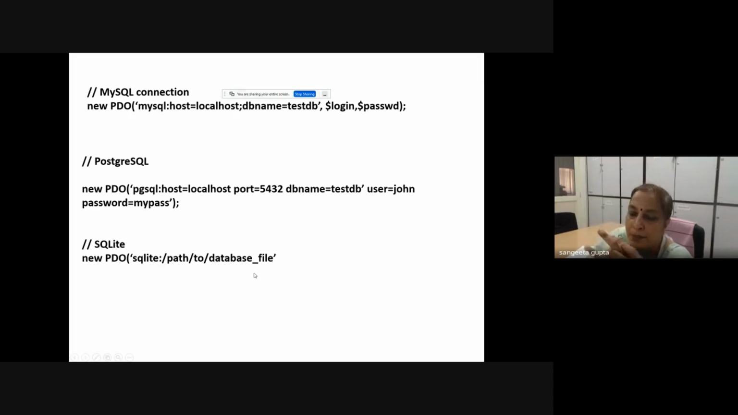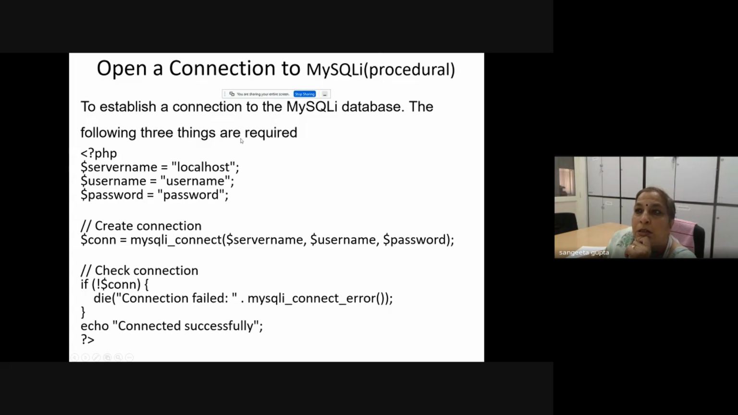Okay, next is we want to make a connection to the database. How do we make a connection to a database? To establish a connection to a MySQL database, first you require a server name. It may be a server name, it may be your IP address. Next is the username and the password. These three things are mainly required.